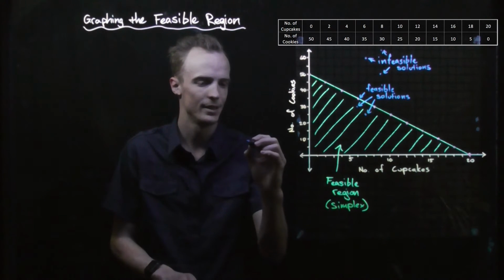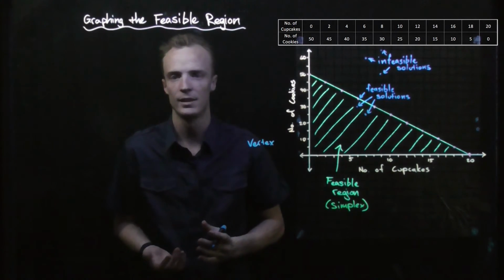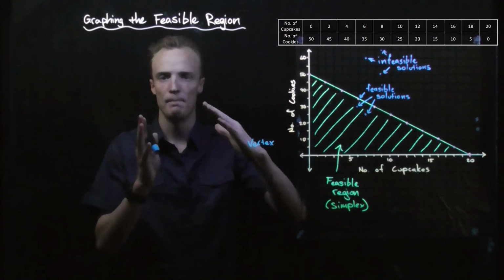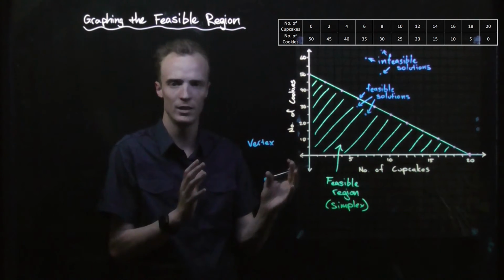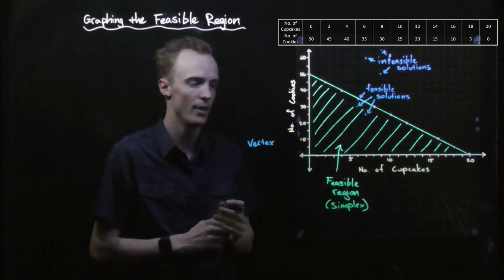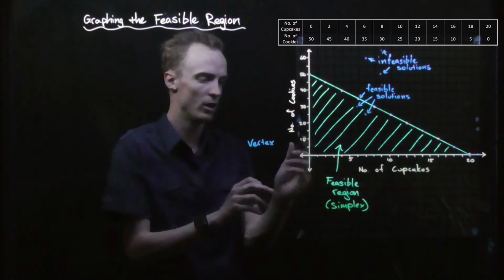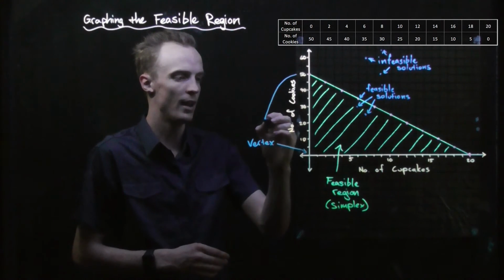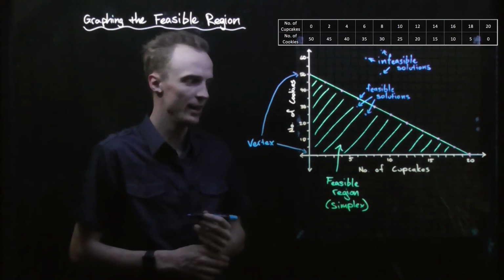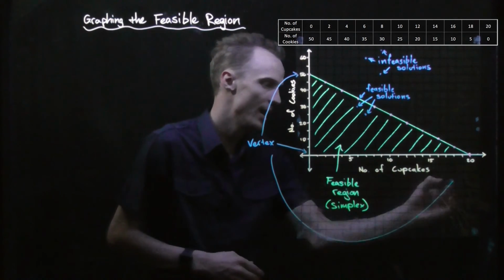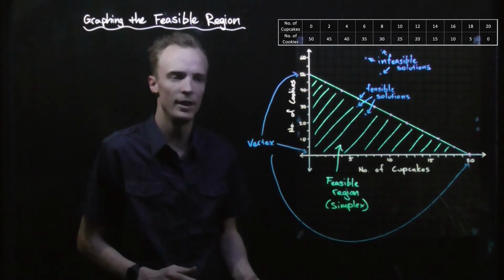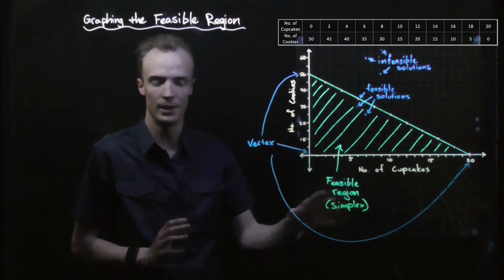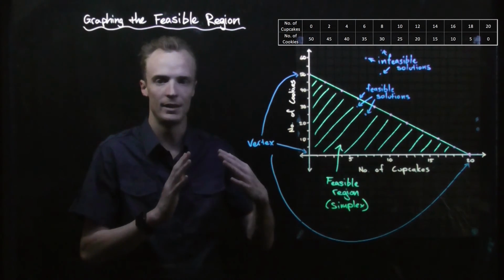And the second word is the vertex. The vertex is where the boundaries of our feasible region meet, so all the points where the boundaries of the feasible region, or the simplex, come together. In this case, the boundaries meet at the origin, up here at the y-intercept, and over here at the x-intercept. So this graph has 3 vertices, which are where the boundaries of our simplex or feasible region meet.